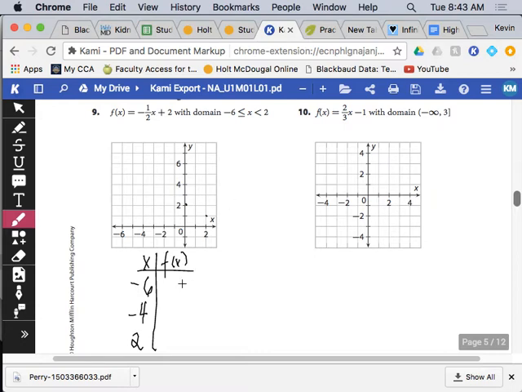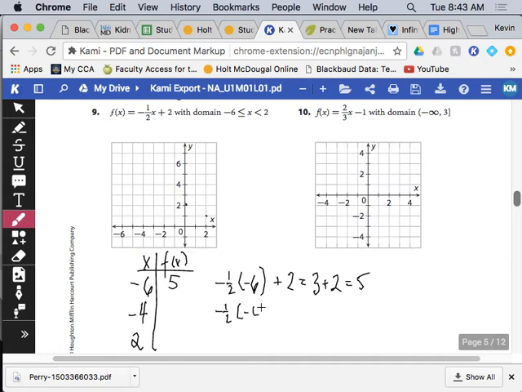Good. Okay, so -6. When I want to find out the value of a function at a given value of x, what do I do? I plug it in. Very good. So I'm plugging -6 into this function here. I do -1/2 times -6. I'm going to do the arithmetic fairly quickly. Negative times a negative is positive. 1/2 of 6 is 3. Plus 2 is 5.